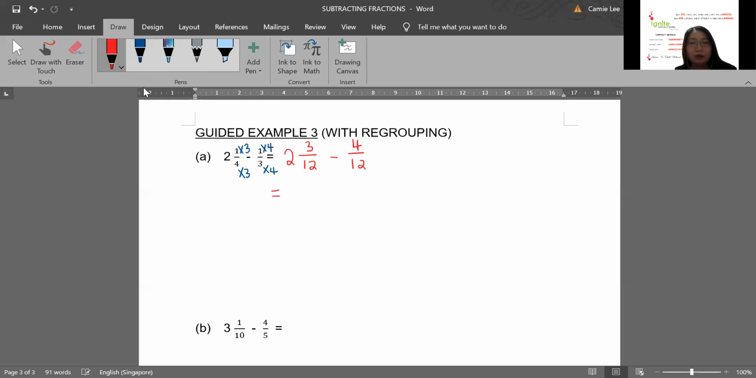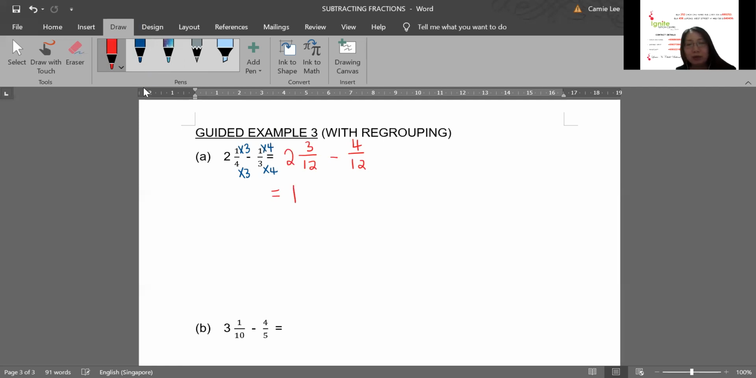Now we need to take note of this. The first numerator is smaller than the second numerator. The first fraction is smaller than the second fraction. So what we have to do is borrow 1 whole from this whole number. If we take 1 whole from 2, we will be left with 1.